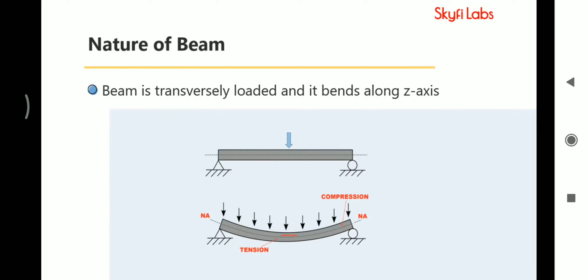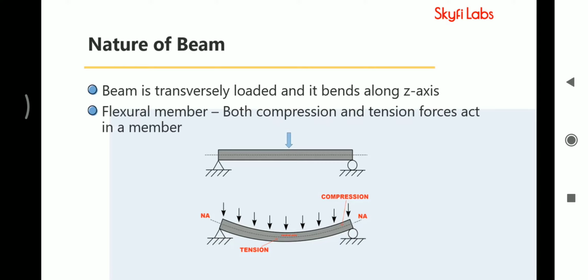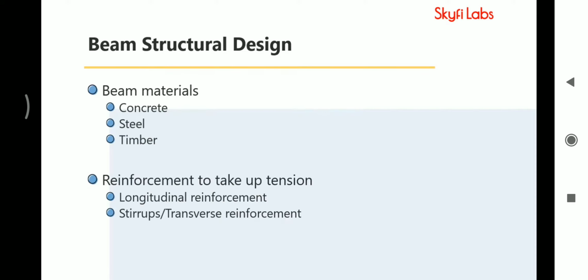The loading in a beam occurs in the transverse direction, and the resulting bending is along the vertical z-axis. Because of this bending, the top fibers of the beam undergo compression, and the bottom fibers undergo tension. Thus, it is a flexural member. In the structural design of the beam, you will decide the appropriate beam material, which is usually concrete, or steel.